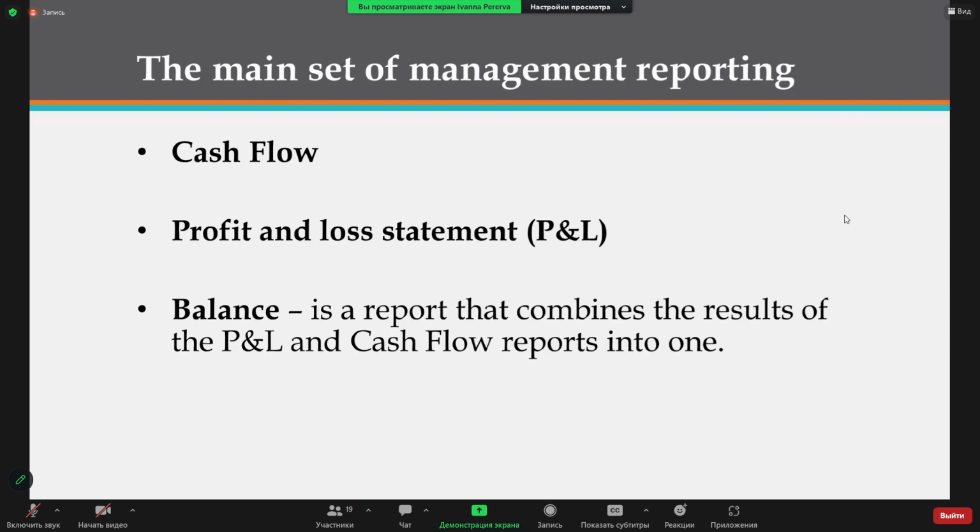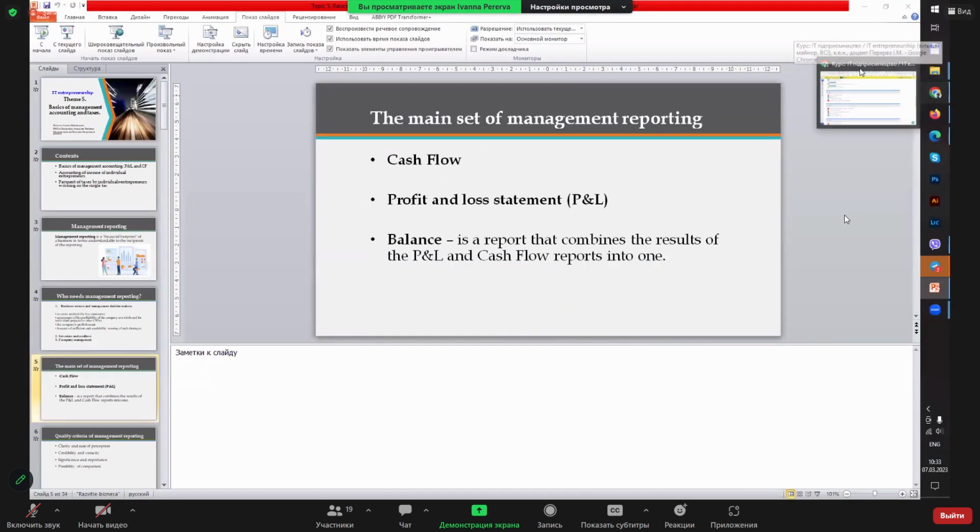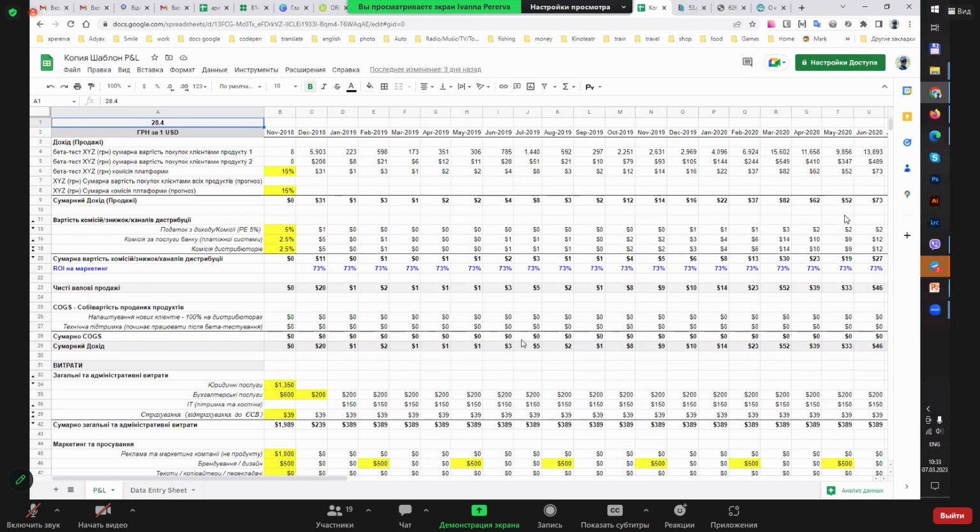But in some cases, we can have similar positions. Now I will show you an example, how it could be. But don't forget that we don't have strict requirements for this P&L report.